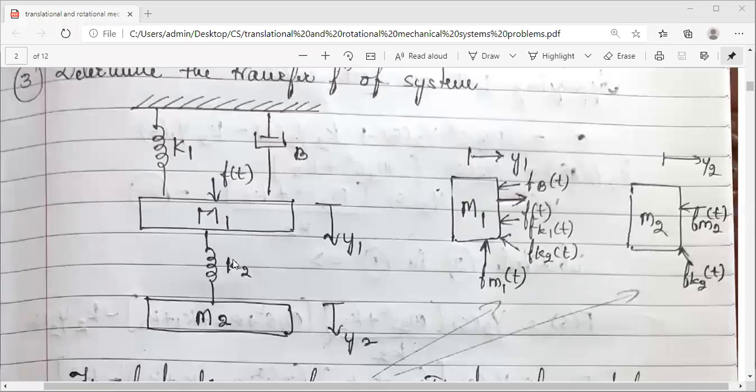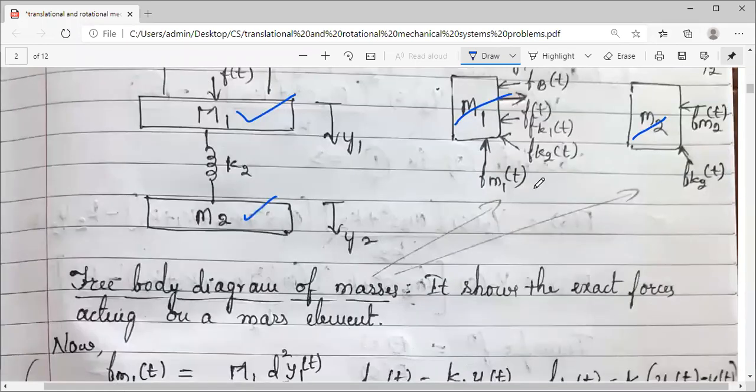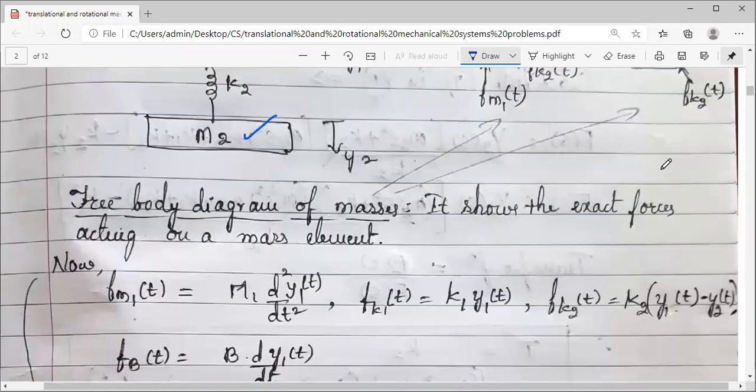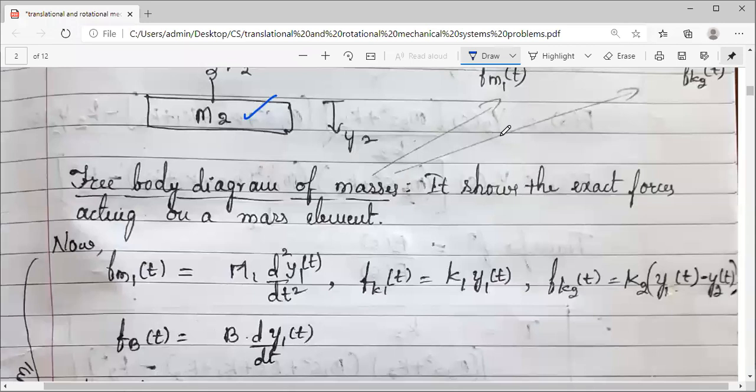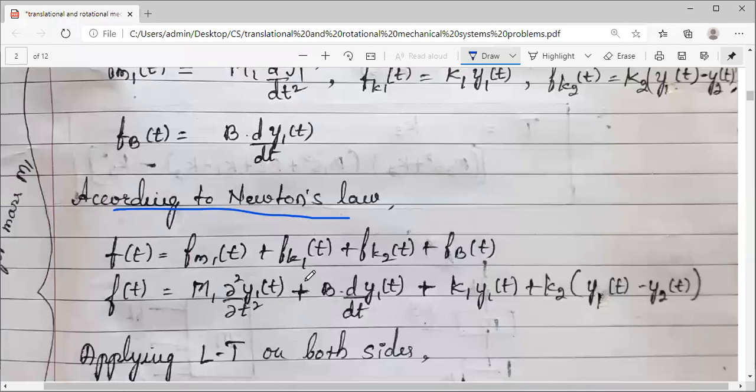For these systems, for the number of masses in the system, we draw that many free body diagrams first. There are two masses, so two free body diagrams. A free body diagram gives you the exact forces acting on a mass element. From those diagrams, we wrote the equation using Newton's law: the applied force is equal to the sum of the opposing forces, so that when you add both, you get zero.